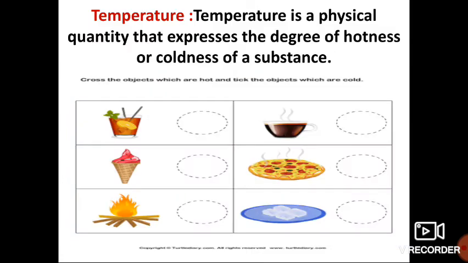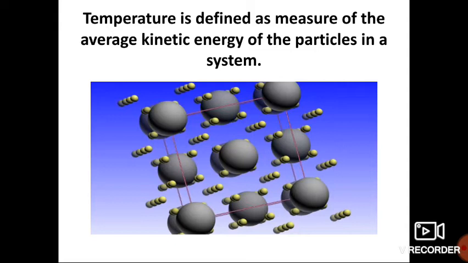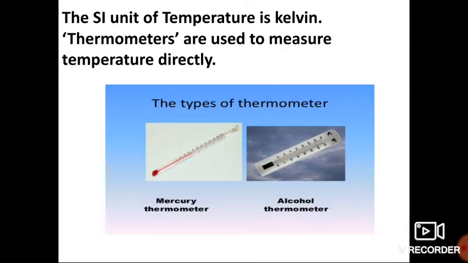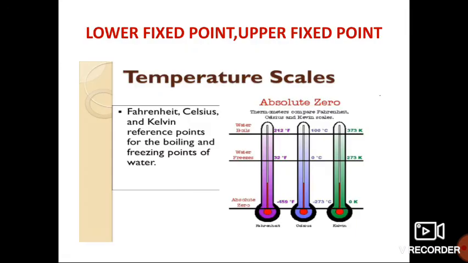Clear? The next one, what is temperature? Temperature is a physical quantity that expresses the degree of hotness or coldness of a substance. Hotness or coldness of a substance, this physical quantity is called temperature. Temperature is defined as the measure of average kinetic energy of the particles in a system. The particles move, so they have kinetic energy, and this average kinetic energy is called temperature. The SI unit of temperature is Kelvin. The instrument used to measure temperature is called what? Thermometer. A thermometer is an instrument used for measuring temperature.